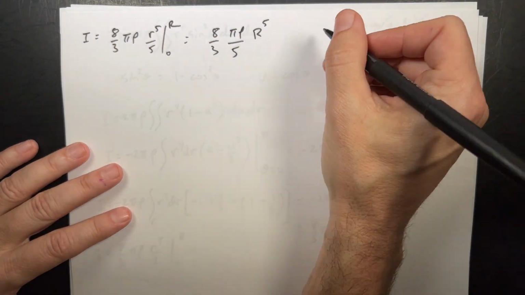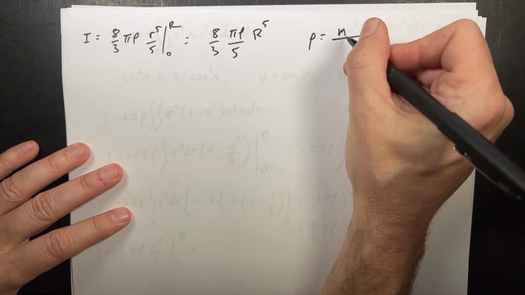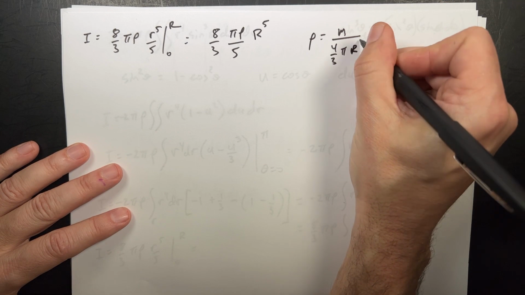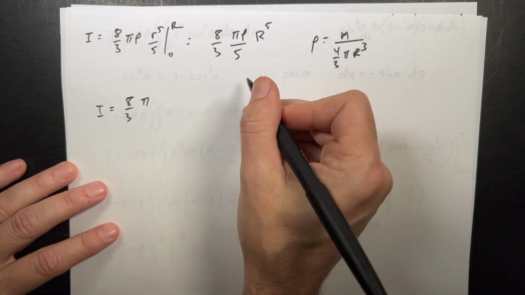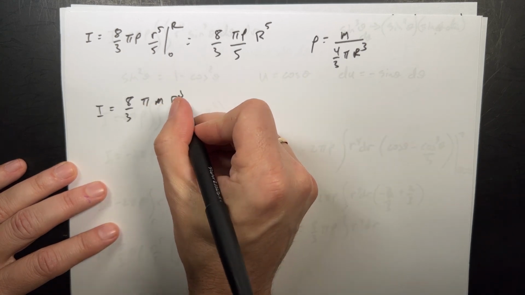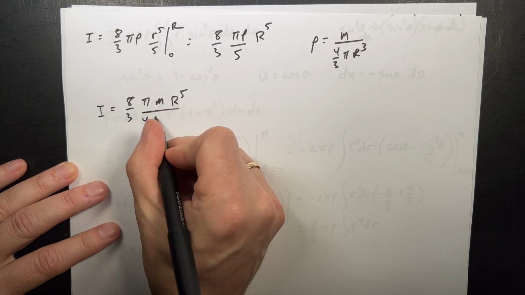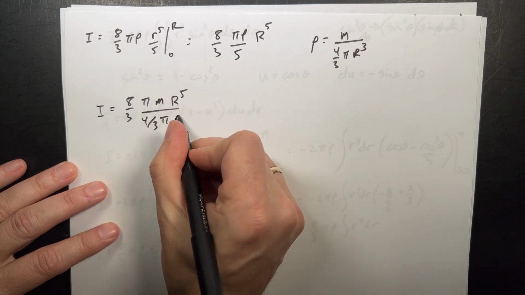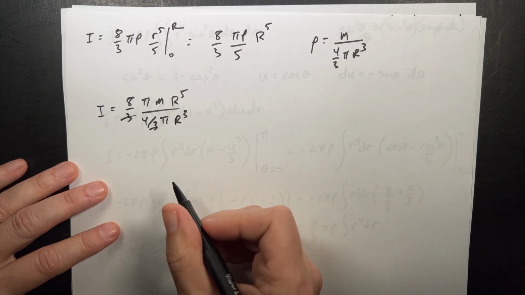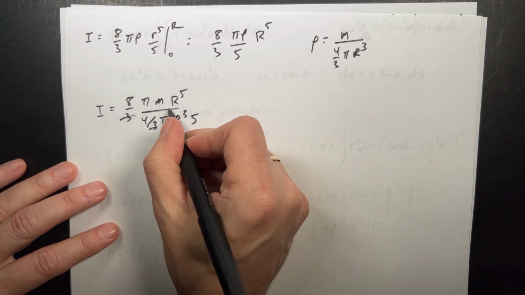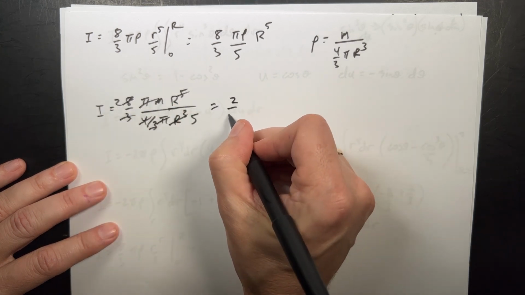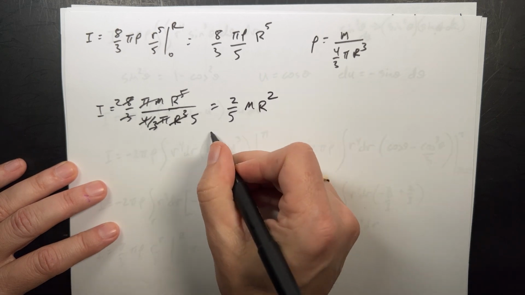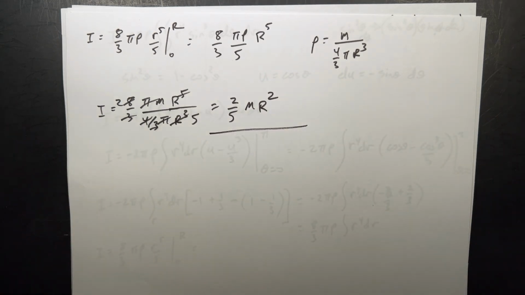Now I can use my density. Remember, density is m over 4/3 pi r cubed. If I put that in, I get I equals 8/3 pi m r to the 5th over 4/3 pi r cubed. So this 3 cancels. Wait, where'd my 5 go? And 5. That cancels that, and I get 2. Cancel, cancel, cancel, cancel. 2/5 m r squared. Did it. Whew. That's not easy.